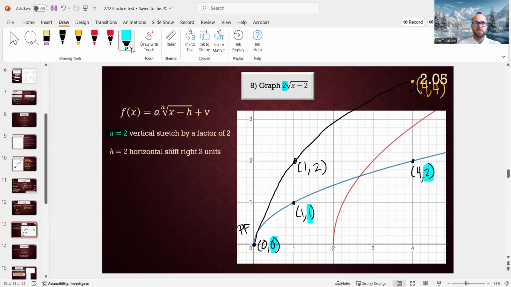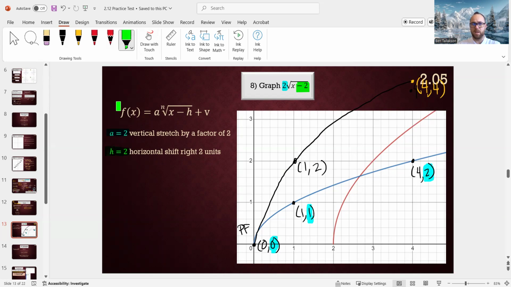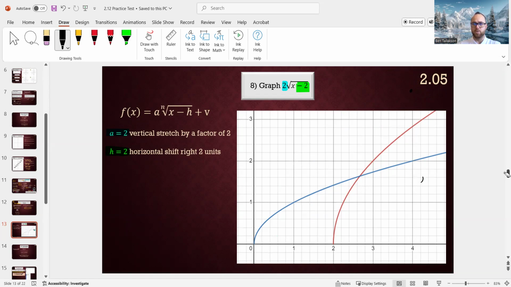So that's how we stretch it. And then h, take a look at our function again. H is here. H is the opposite sign, so 2. So we're moving horizontally right 2 units. Take a look. Every point moved right 2 units. Every single point. So to recap, the blue line is our parent function, and the red line is our transformed function on a graph.